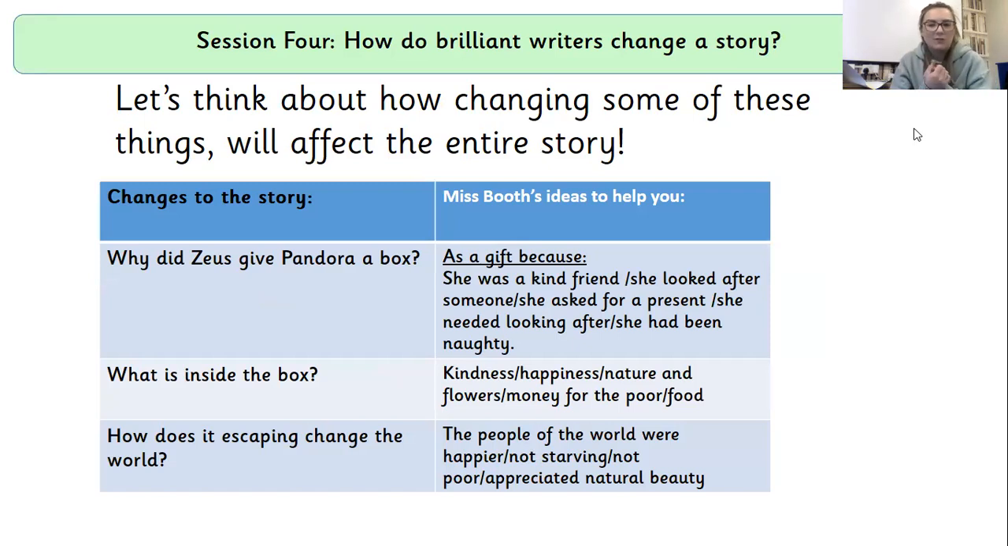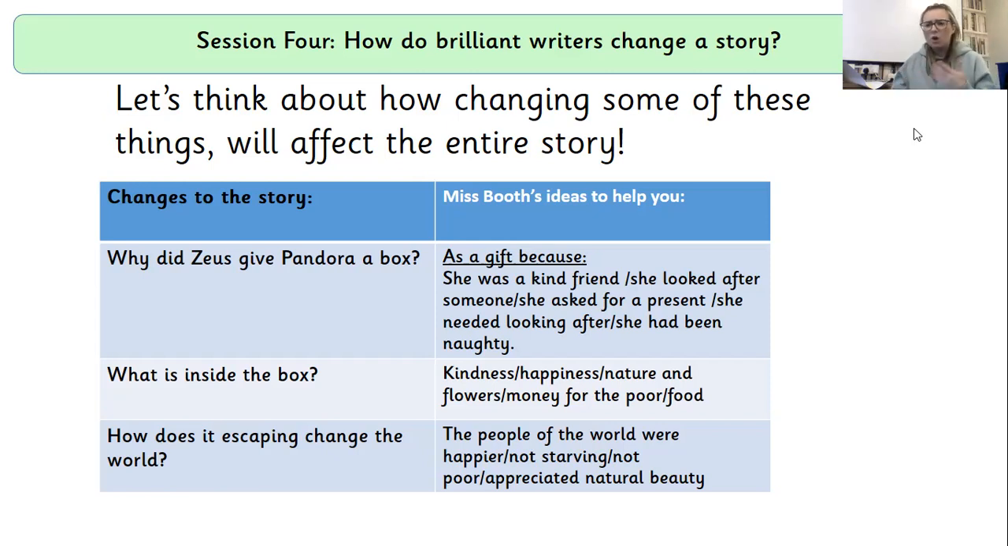And then what's inside the box? So I've said we could have a feeling like kindness. We could have a feeling like happiness. That would be a really lovely one, for the happiness to flow out into the world and for every human to always feel happiness. That would be lovely. We could have nature and flowers, so people could start appreciating the things that are around them in our beautiful world. There could be money for the poor, or food.